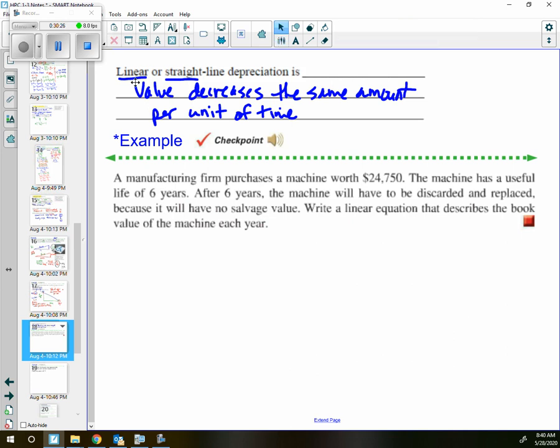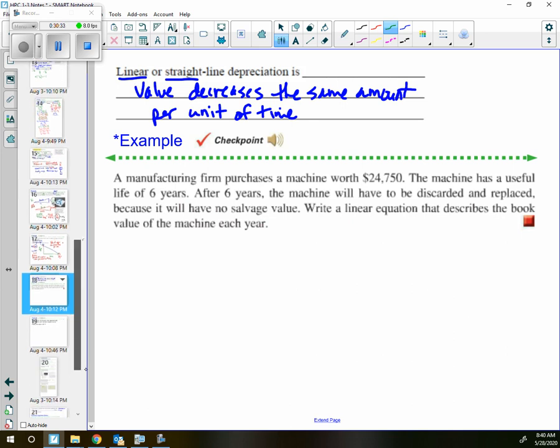So let's take a look at what we just did. We did one that was already written. This is one that I want you to see if you can write the value for. So go ahead and read through this here.